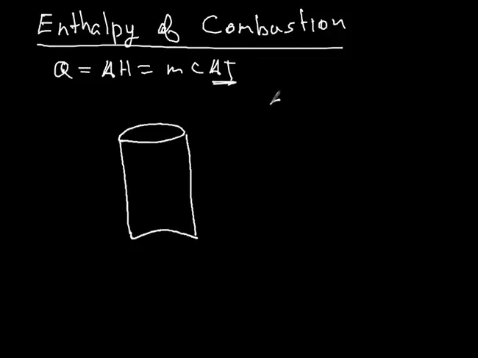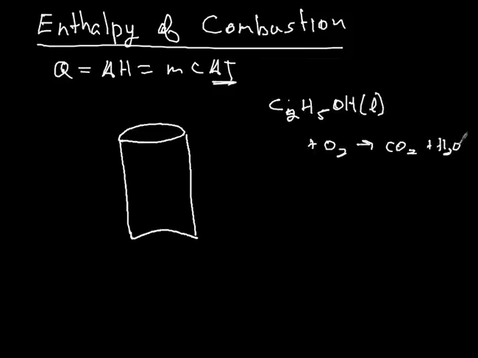Okay, so say we're going to burn ethanol. So C2H5OH. Ethanol is a liquid, so that's an easy one to handle. It's going to combine with oxygen. It's going to make carbon dioxide plus water plus heat from the flame.